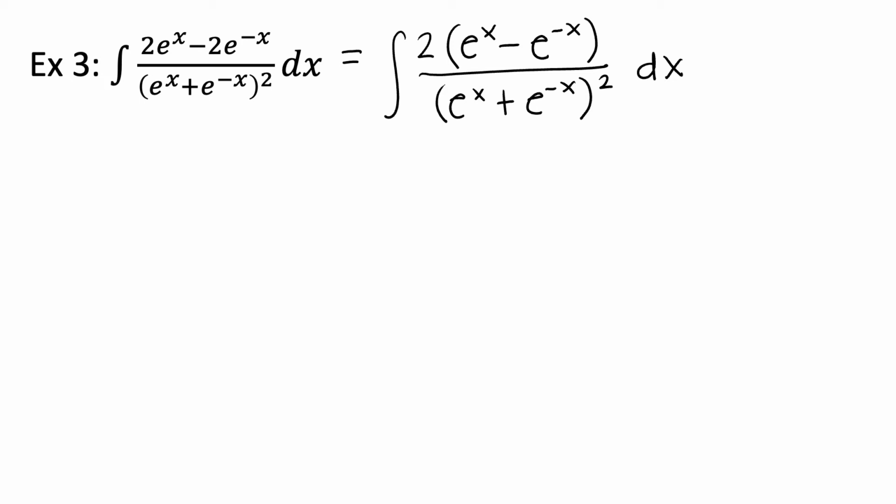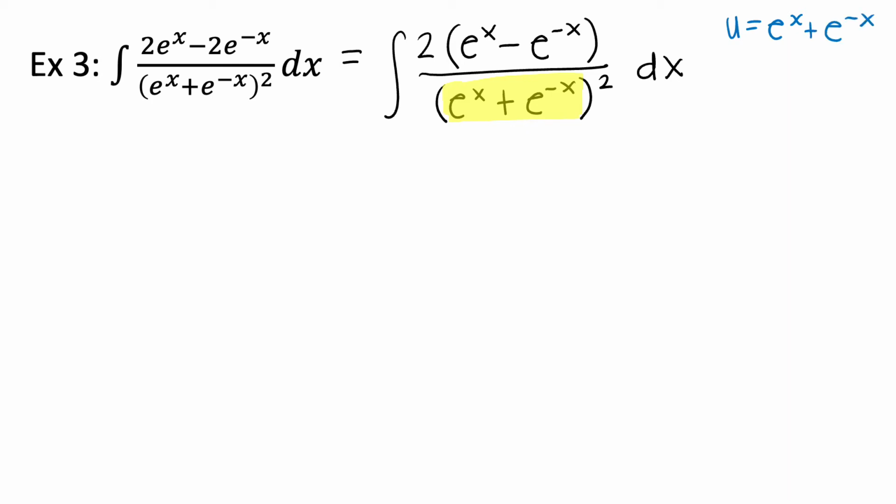So when I have a rational function, or when I have x's in my numerator and my denominator, I need to use some kind of u substitution, and typically we choose the inside of our composite function in the denominator. So let's go ahead and see what happens if we choose our u as the inside of our composite function in the denominator. So let's let u equal e to the x plus e to the negative x.